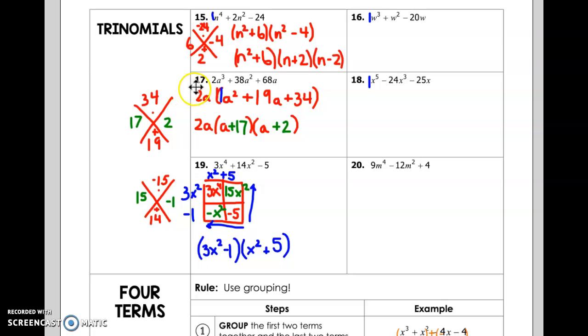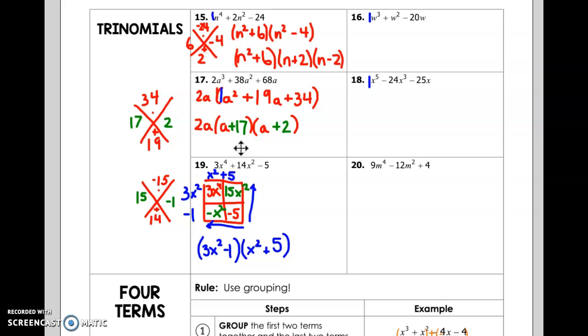All right, 17. I'm going to give you a couple to practice here, but number 17, take out a GCF, which is 2a, then I have a quadratic. Okay, trying to find factors of c that add to give us b. So factors of 34 that add to give us 19, I got 17 and 2. At that point, once I plug those in, I'm done. Okay, so 15 through 18 should all be kind of similar on this note sheet of what you're doing.